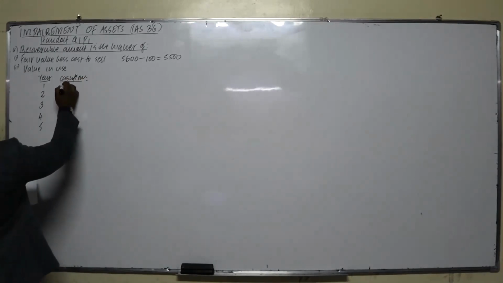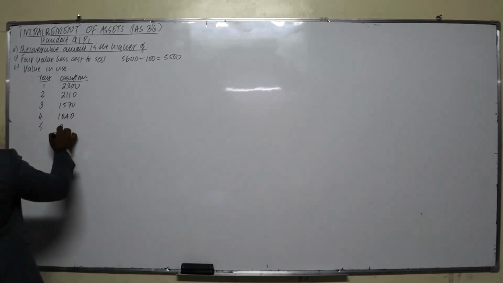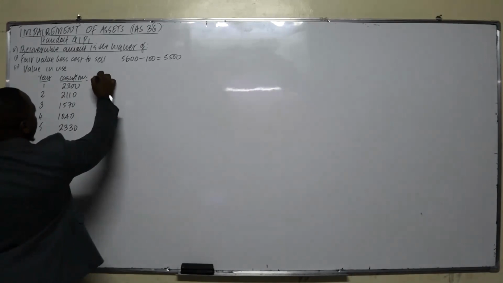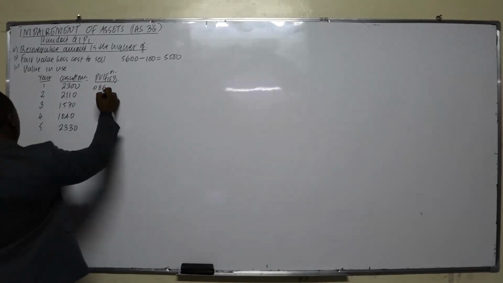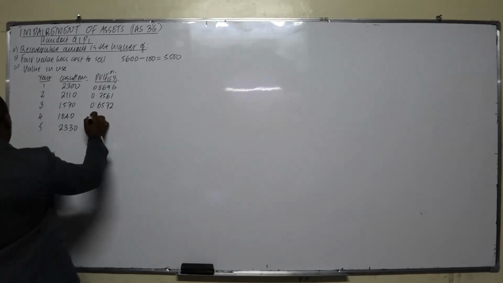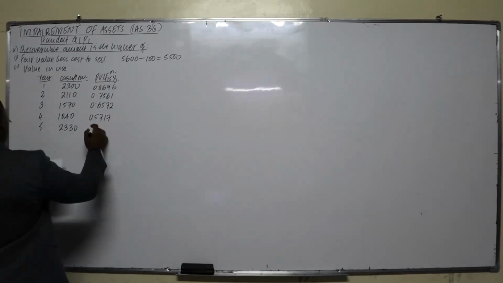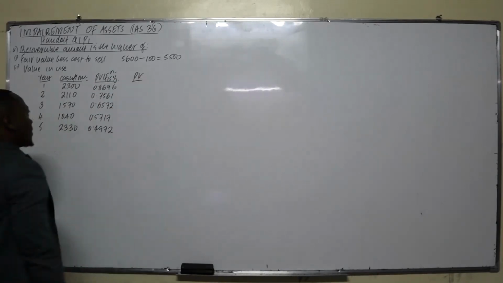So year one, generate 2.3 million. And then you discount at the present value interest factor at 15%. And you are given the discounting factors: 0.8696, 0.7561, 0.6572, 0.5717, 0.4972. Now let's get the present value.